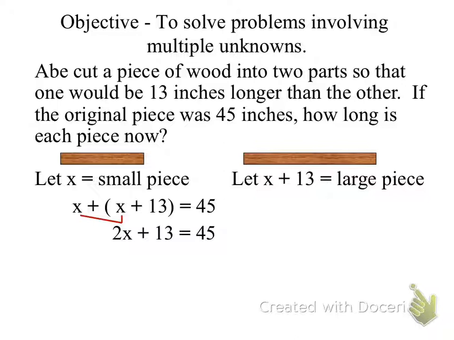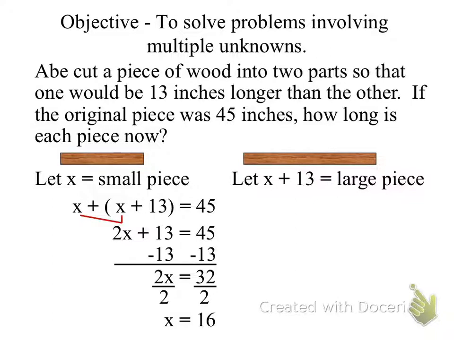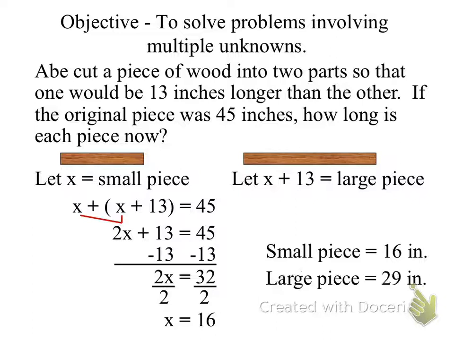So what would I do next, Brady? Subtract 13, and we get 2x equals 32. Divide both sides by 2, and x is equal to 16. So what does that mean? Go back to the story. Wilfred? 16 is the small piece, and the large piece is 29. Because we add 16 plus 13.